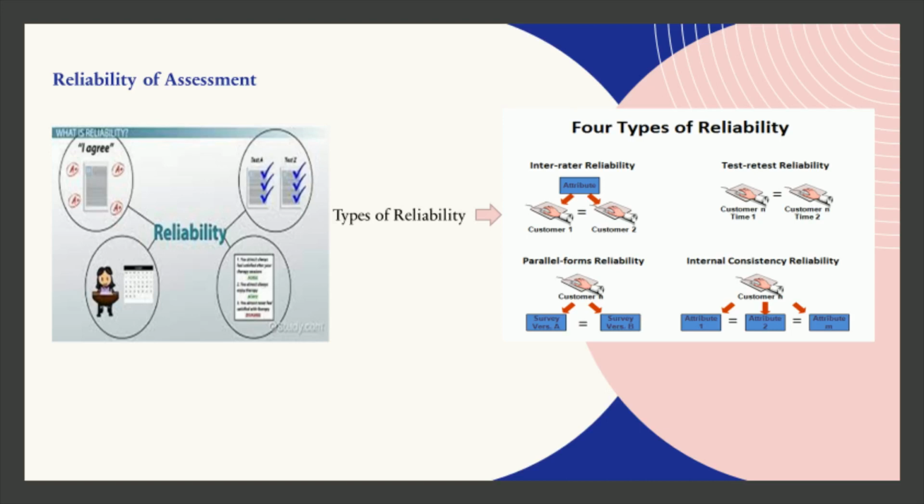Example: Group A takes test A first, and Group B takes test B first. The results of the 2 tests are compared, and the results are almost identical, indicating high parallel forms reliability.